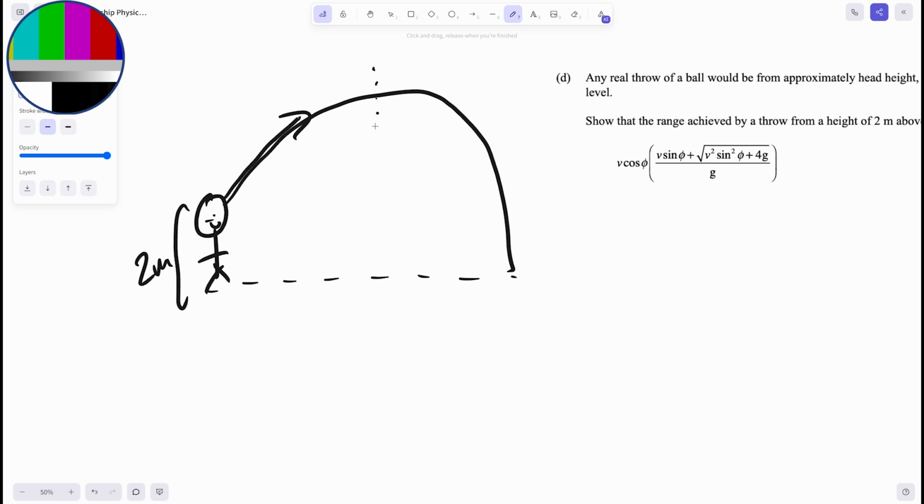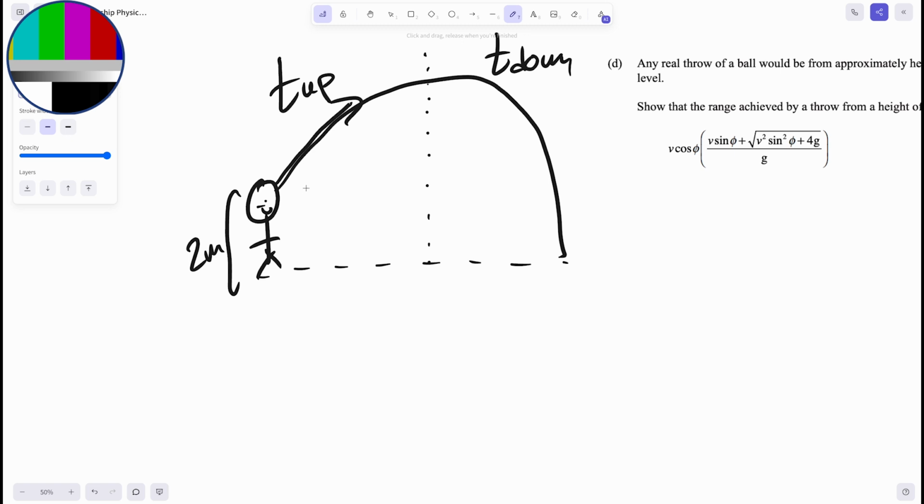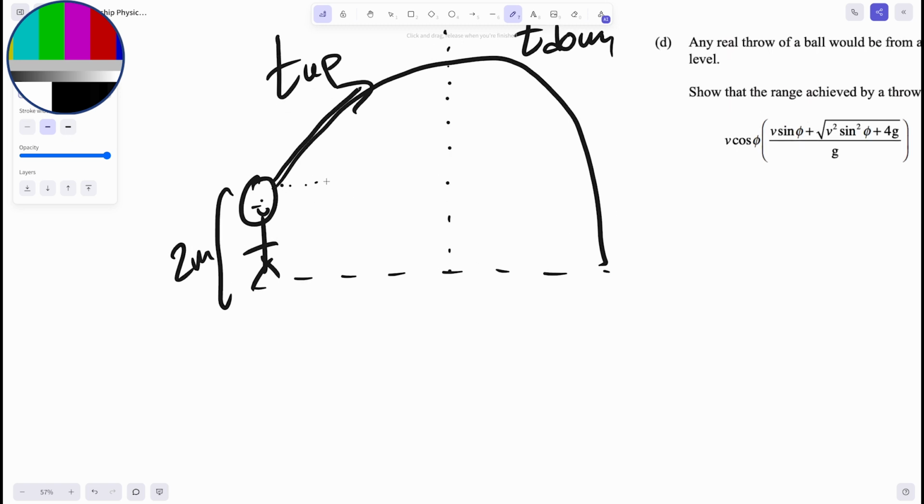Now, as you can see, this is not symmetrical, so the time taken for the ball to reach max height, which we can call t up, and the time taken to go down is not going to be the same because they are not symmetrical on both sides. So the best way to approach this, I believe, is to mark this as if this is the ground, so above head height.